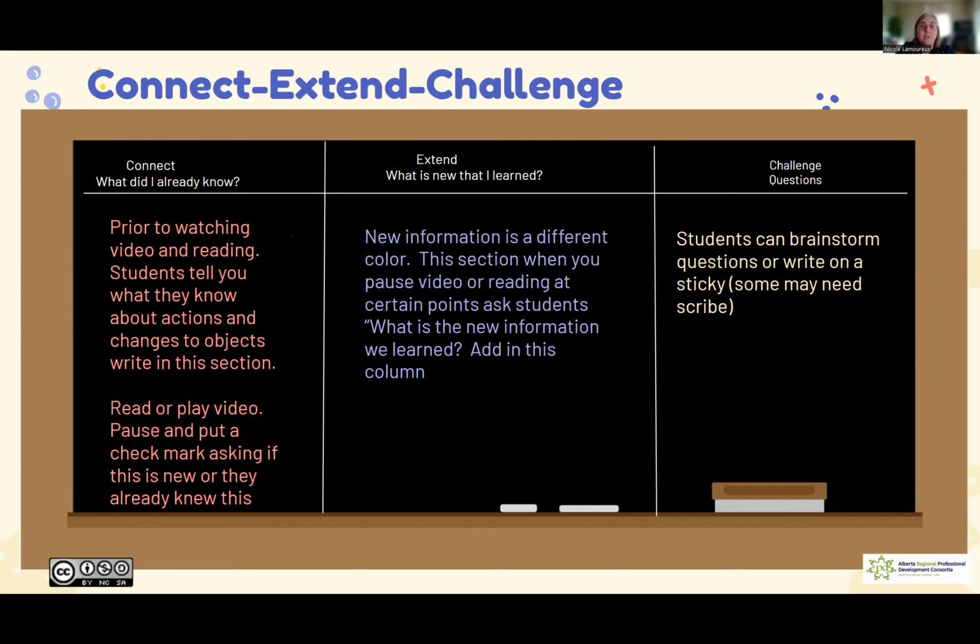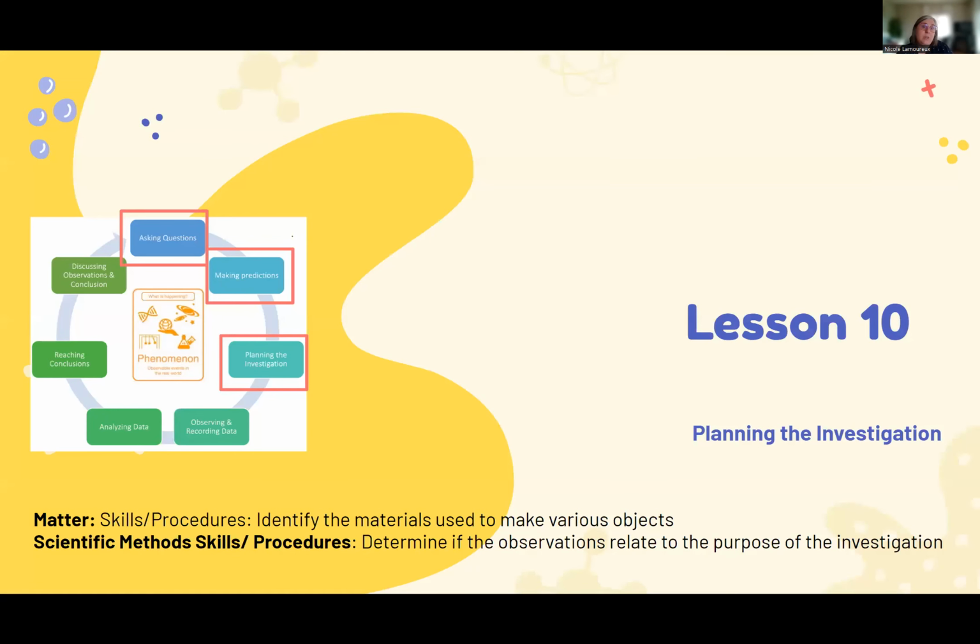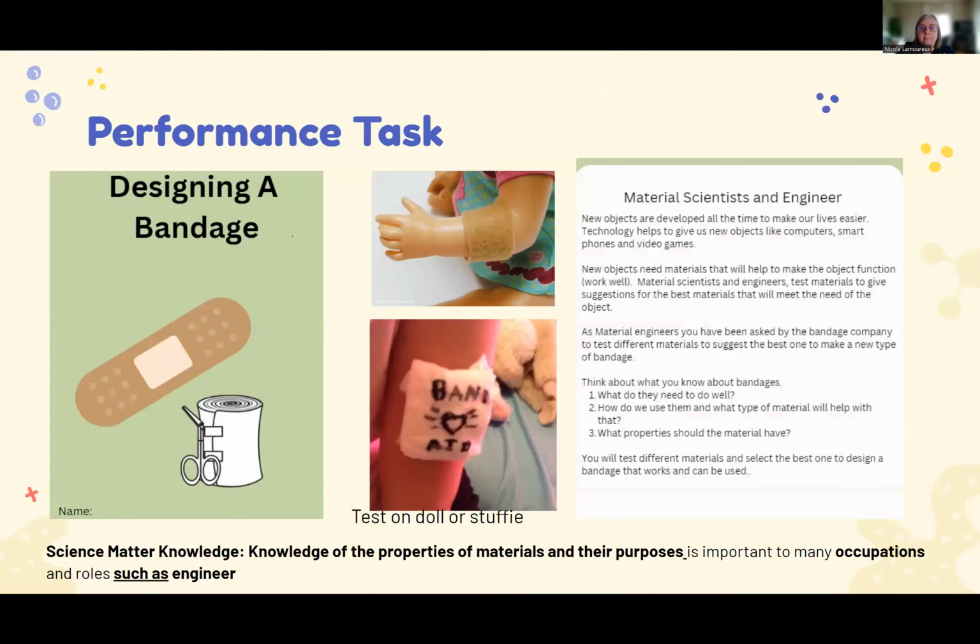So they can write it on stickies, or they can tell you. Teachers have written it down and put their names beside it. They like seeing their names. Okay, so now they're going to think about the actual performance task. I wanted to expose them to different ideas.